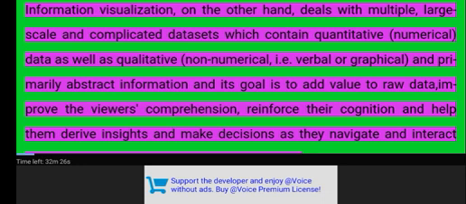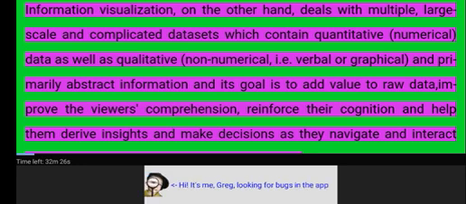Information visualization, on the other hand, deals with multiple, large-scale and complicated datasets which contain quantitative numerical data as well as qualitative non-numerical, i.e. verbal or graphical, and primarily abstract information, and its goal is to add value to raw data, improve the viewer's comprehension, reinforce their cognition and help them derive insights and make decisions as they navigate and interact with the computer-supported graphical display.